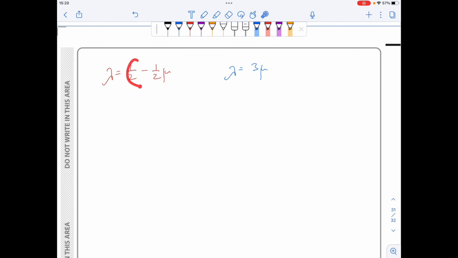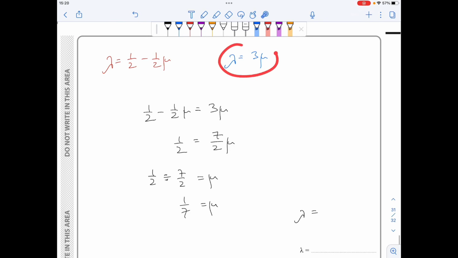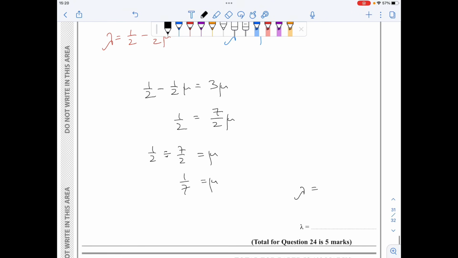I will substitute this into here. So 1/2 minus 1/2 mu equals 3 mu. I'll take the minus a half mu to the other side. So a half equals 7/2 mu. And if I divide 1/2 by 7/2, I will get a value of mu of 1/7. And because lambda is equal to 3 mu, lambda will be 3 times 1/7. So lambda will be 3/7, and that's my final answer.